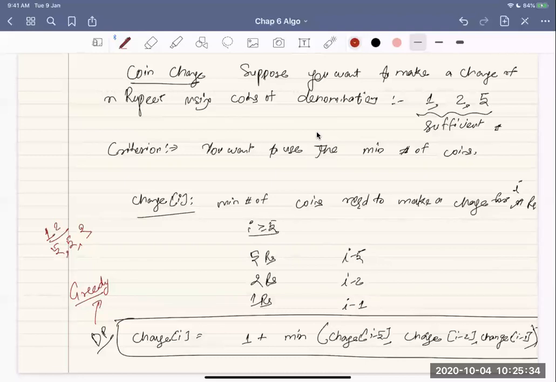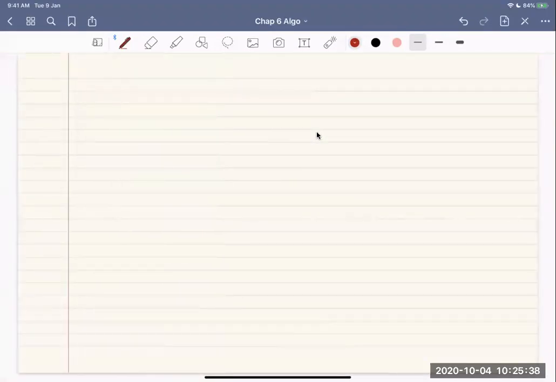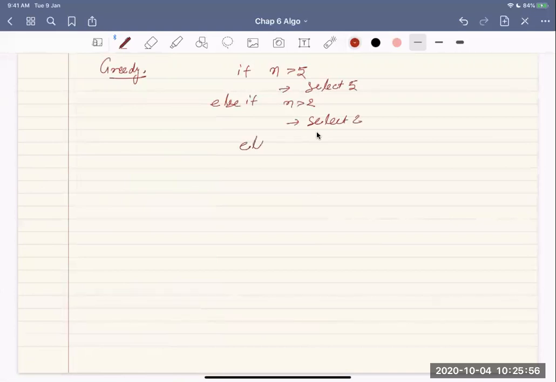So what do you do in the greedy algorithm? You simply say, if n, the number of rupees for which you have to make change, is greater than or equal to 5, you select a 5 rupee coin. Else, if n is greater than or equal to 2, select 2. Else it has to be 1, select 1.